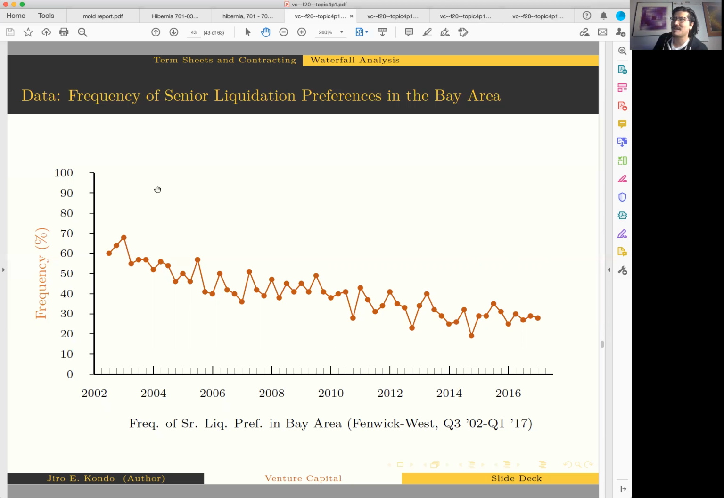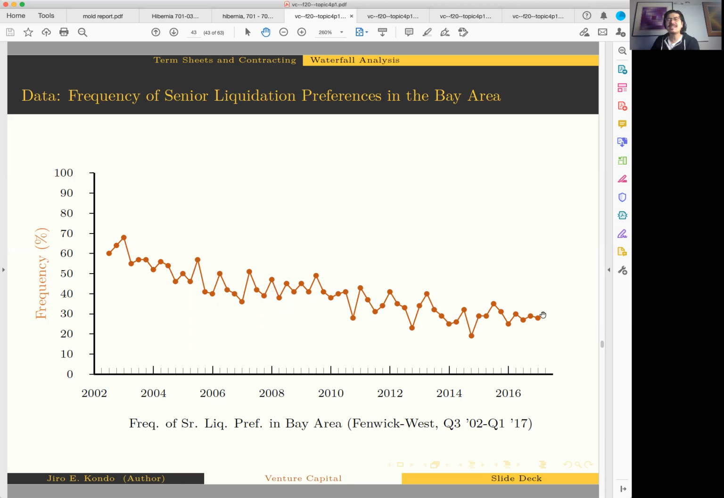But this is just giving you a sense. Frequency of senior liquidation preference in Bay Area. That means the new round is senior to all older rounds. We can see 2002 to 2010, it's hovering at 50% or more for the most part. So more than half of the time, the new round is senior. It's fallen a little bit since, but we're still talking about 30% of the time.